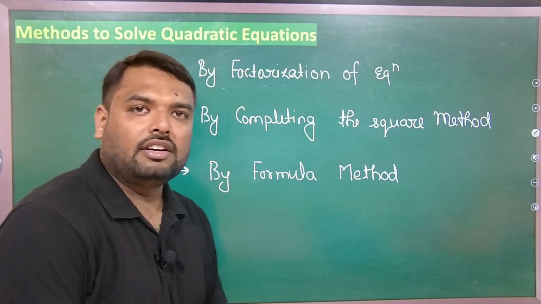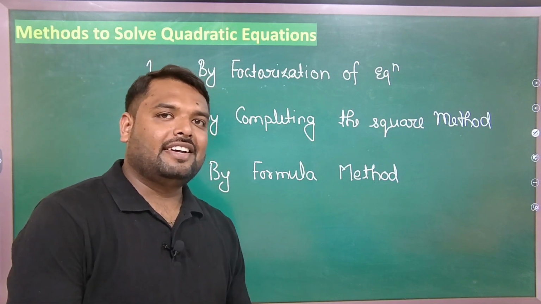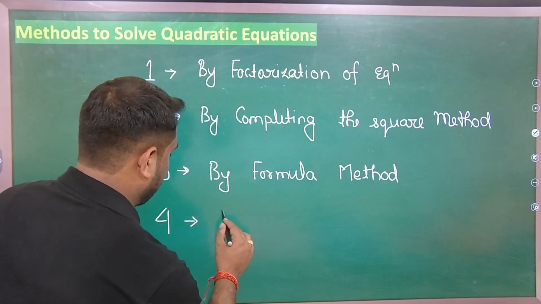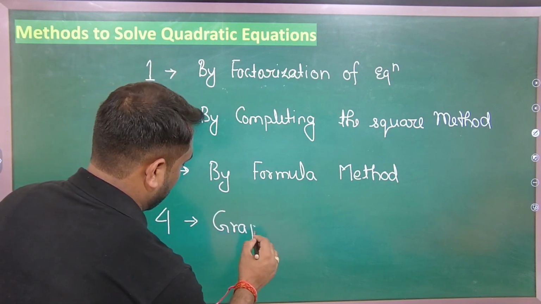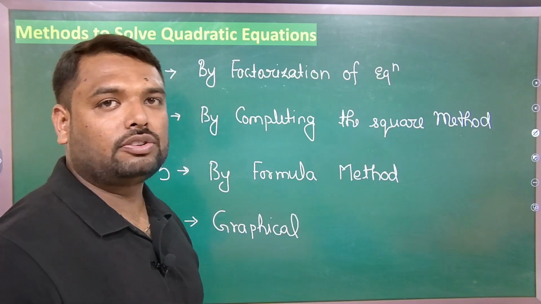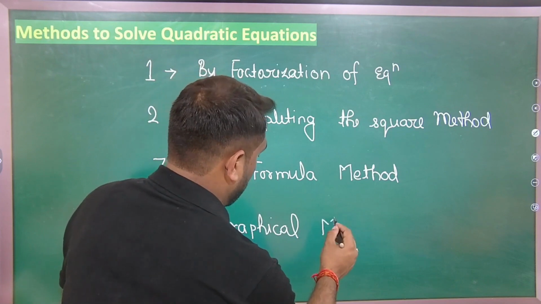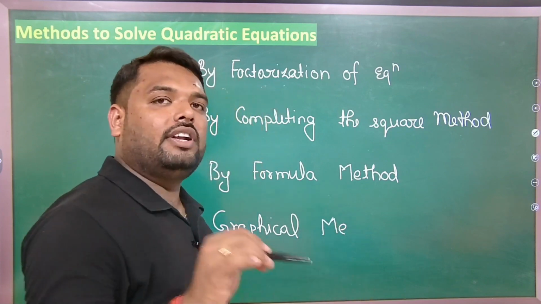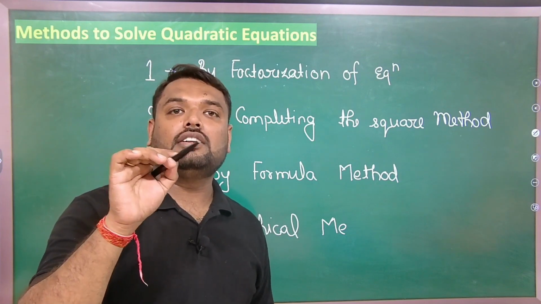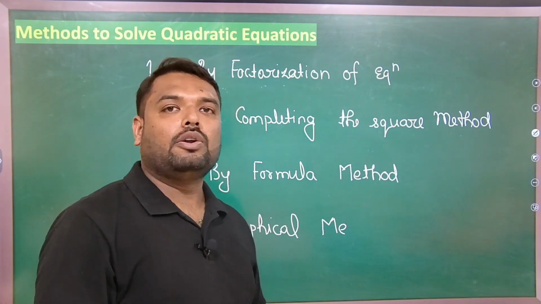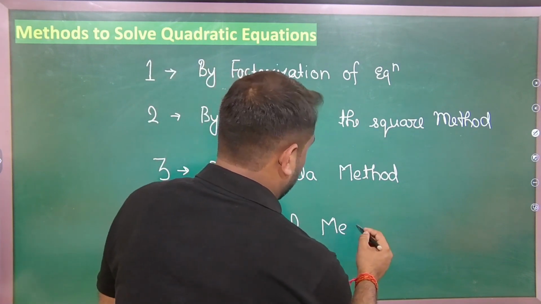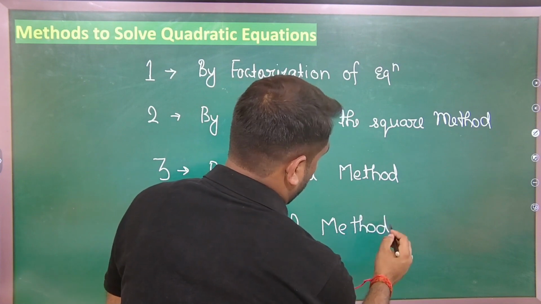And the fourth one is, I think all of you know that there are three methods. What is the fourth one? You are missing the fourth one. What is that? Graphical method. It means you have to plot the graph of ax square plus bx plus c, and where the graph will cut the x-axis, those will be the roots of the quadratic equation. Graphical method.